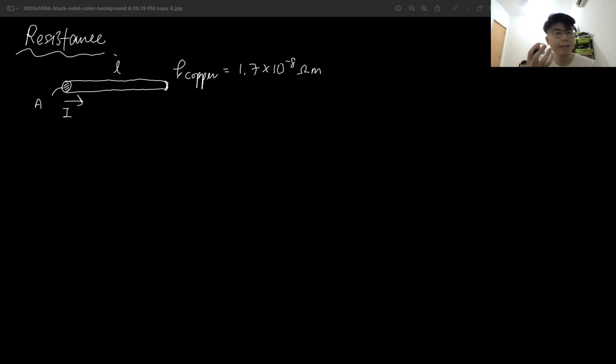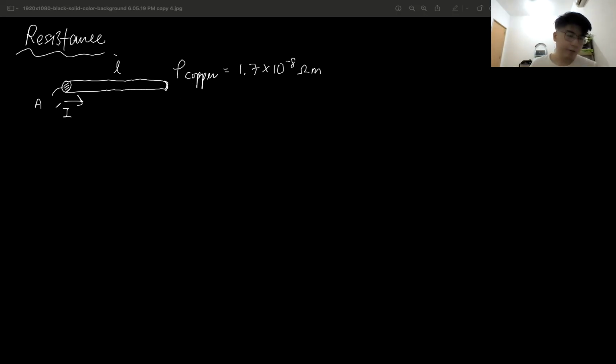Usually the heating element uses something like nichrome. All these devices, like the electric kettle, have a heating element inside that uses high resistivity material. But for wires, we want resistivity as low as possible. We use copper, which is more common. Silver has a smaller resistivity than copper, but because silver is very expensive, we use copper more.